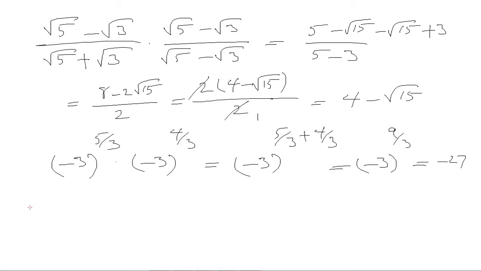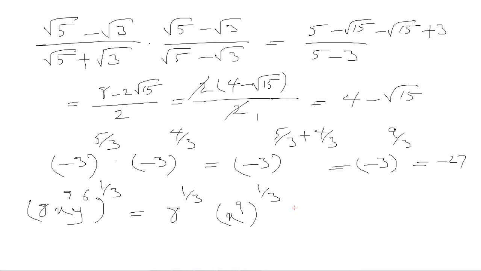Another example. 8 x to the power of 9 y to the power of 6, the whole thing to the power of 1 over 3. So this is 8 to the power of 1 over 3 times x to the power of 9 to the power of 1 over 3 times y to the power of 6 to the power of 1 over 3.